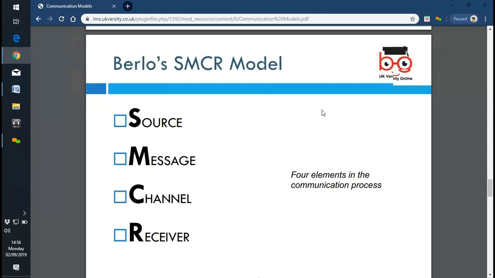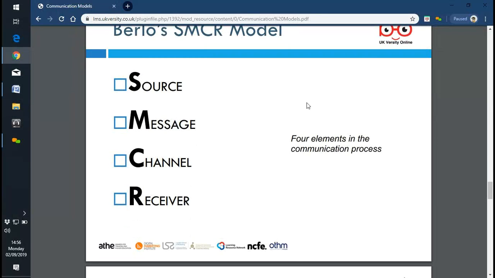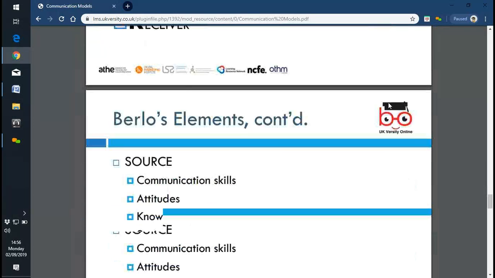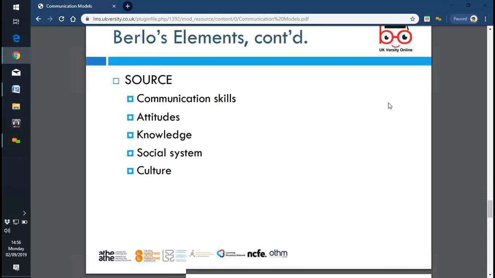So Berlo's SMCR model is very similar. You've got the source, the message, the channel, and the receiver, which is basically the same four elements as before.